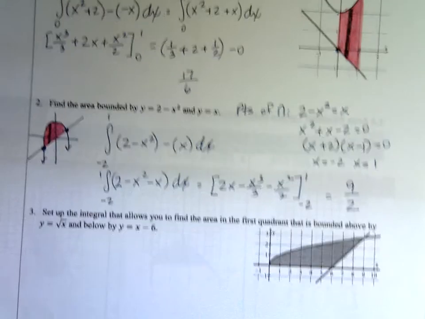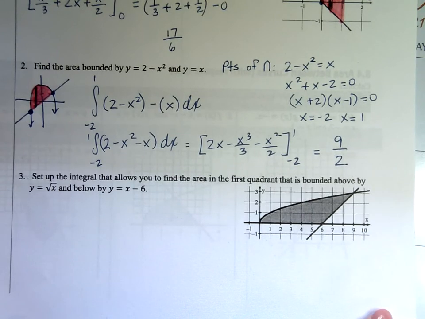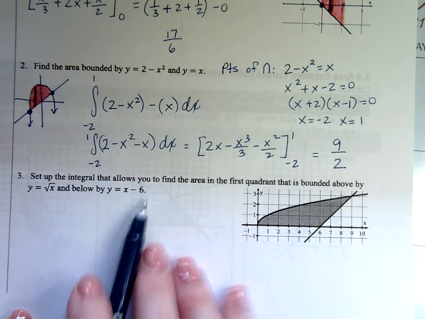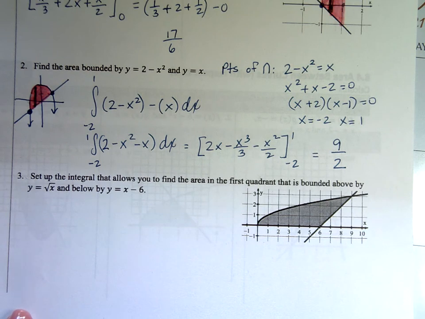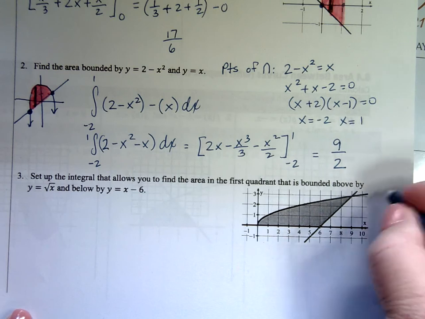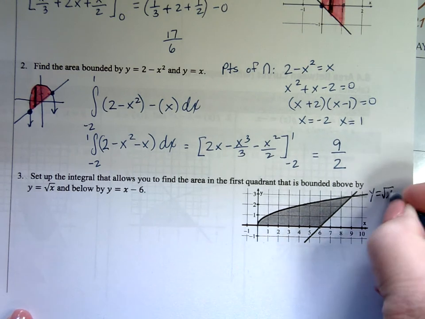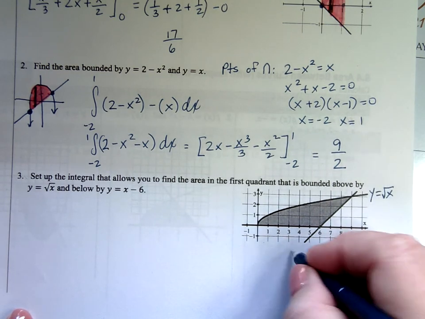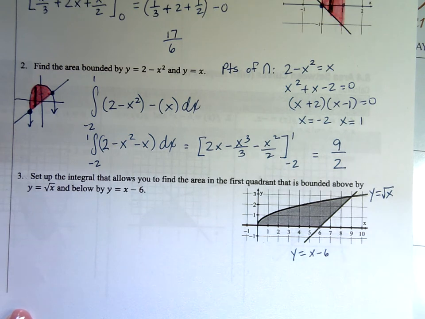Third one, now this one's going to be a bit of a challenge. Number 3. Set up the integral. In other words, they don't want you to solve it, they just want you to set it up. That's kind of cool. In the first quadrant that's bounded above by the square root of x graph, that's this guy, y equals the square root of x, we know what he looks like, and the line y equals x minus 6. And you might say, oh, easy peasy, lemon squeezy, but there's a problem.